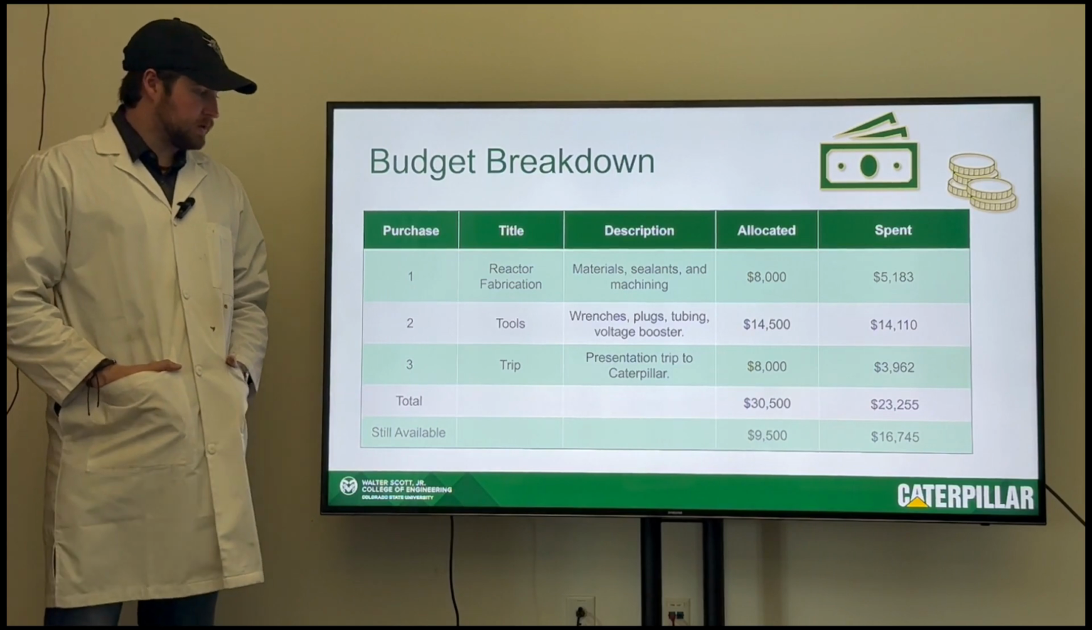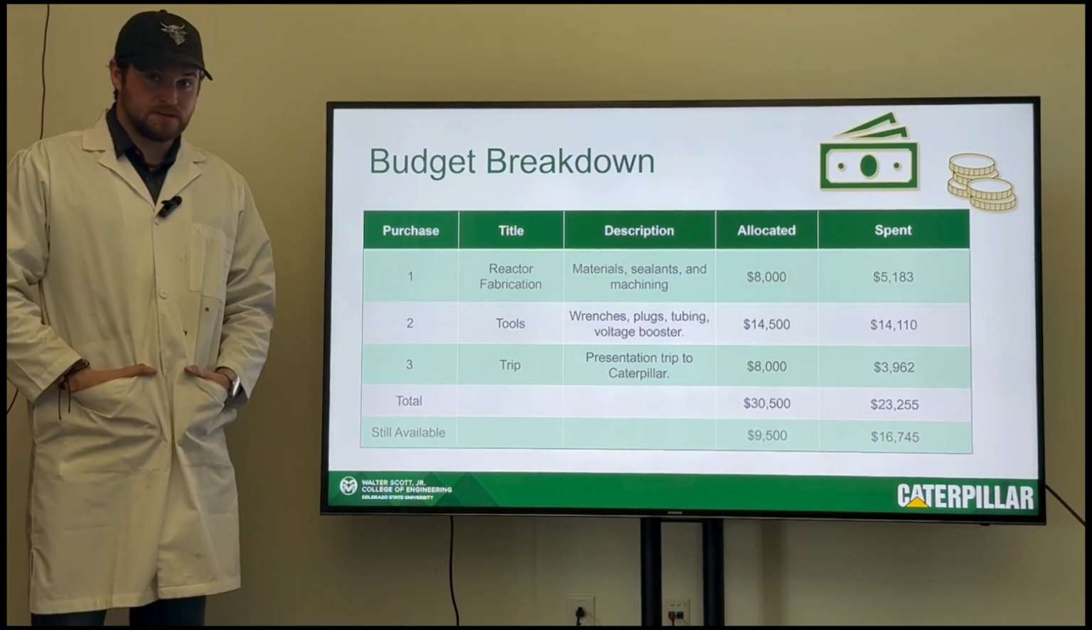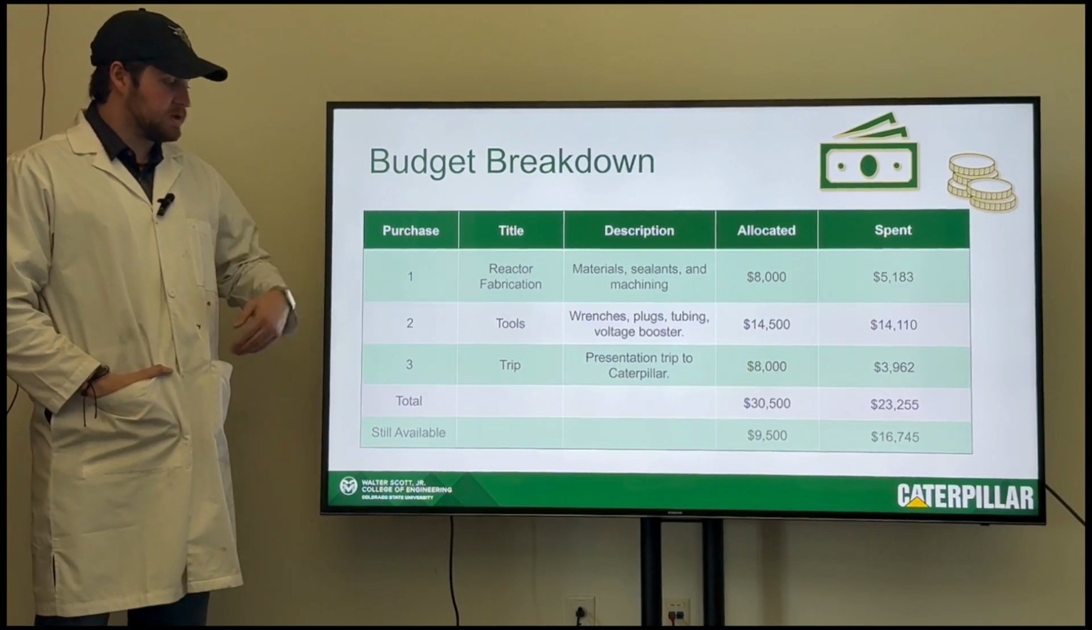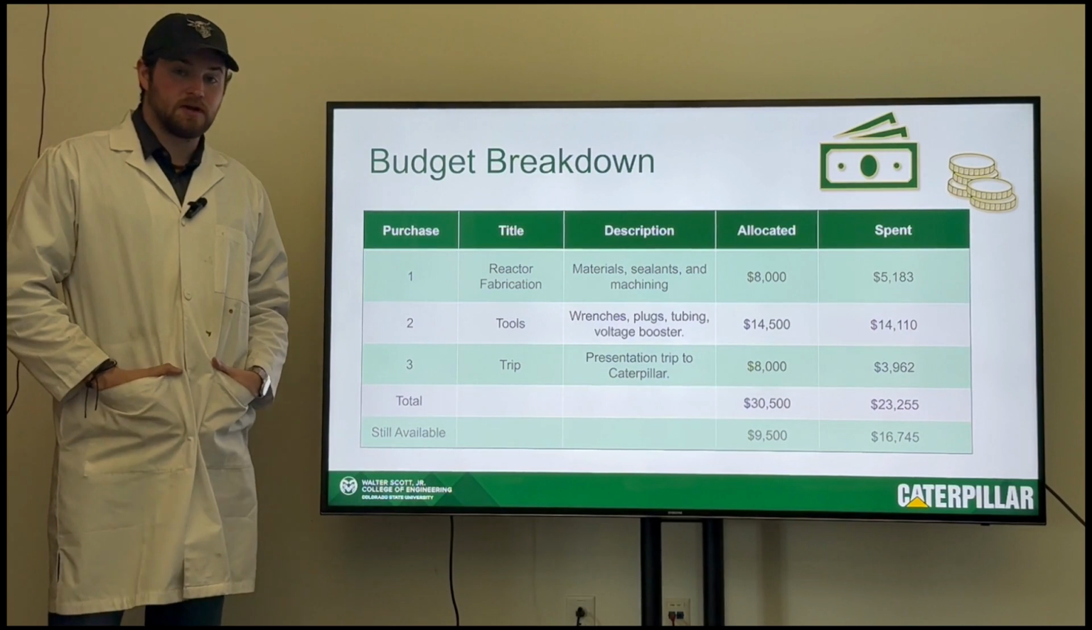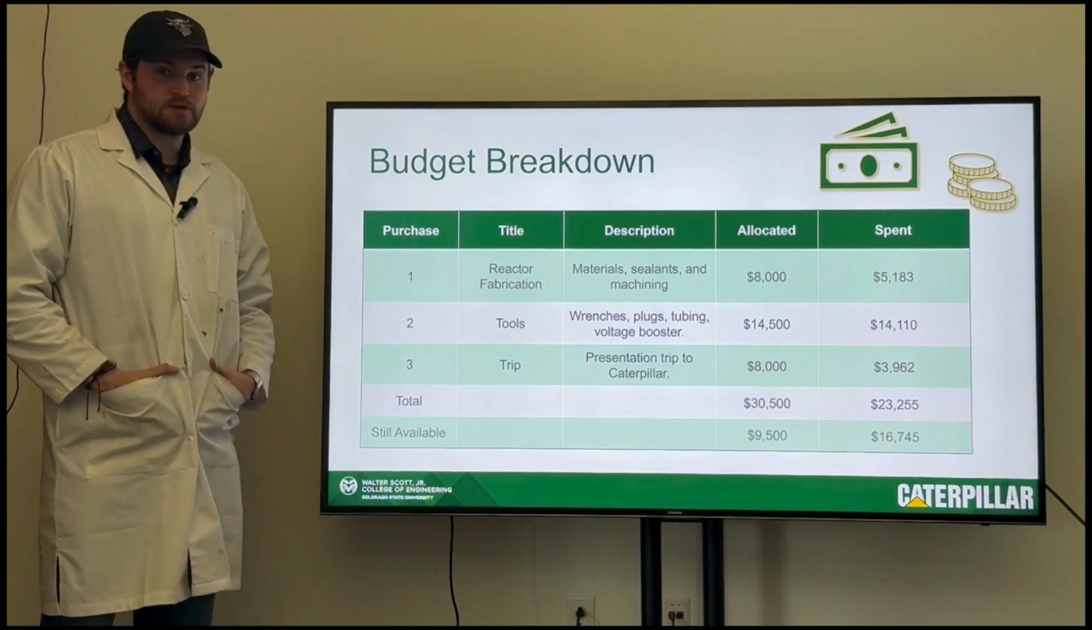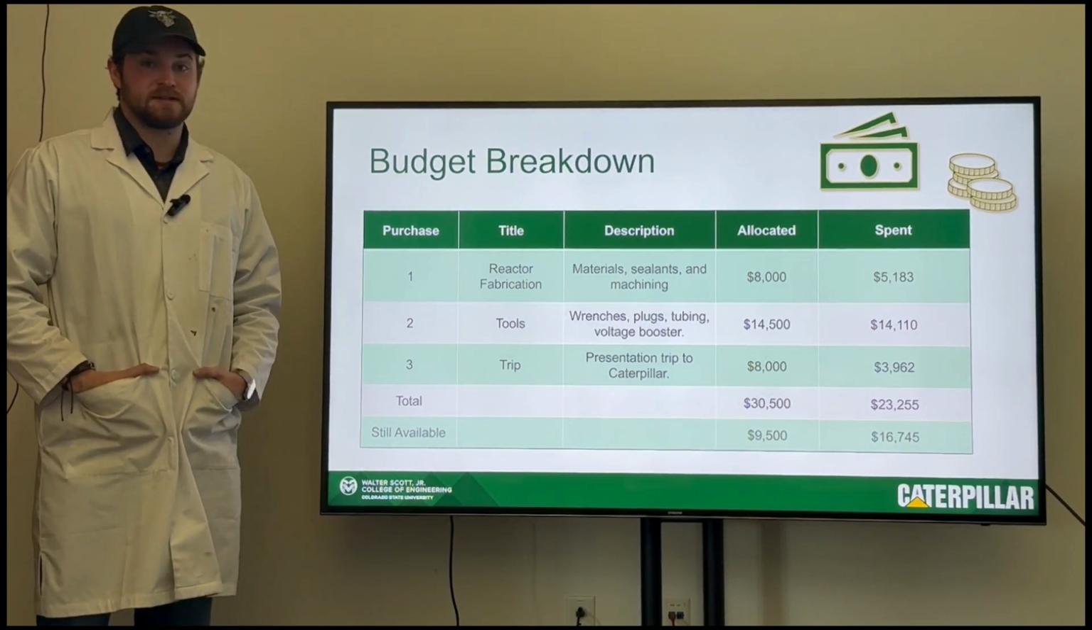Looking at the team's budget, the team had $40,000 to work with given to us by Caterpillar. We broke that down into three main sections. We have the actual fabrication of the reactor, the tools and the accessories that we needed in order to perform a lot of our testing, and then as well as a trip to present to the Caterpillar sponsors and executives.